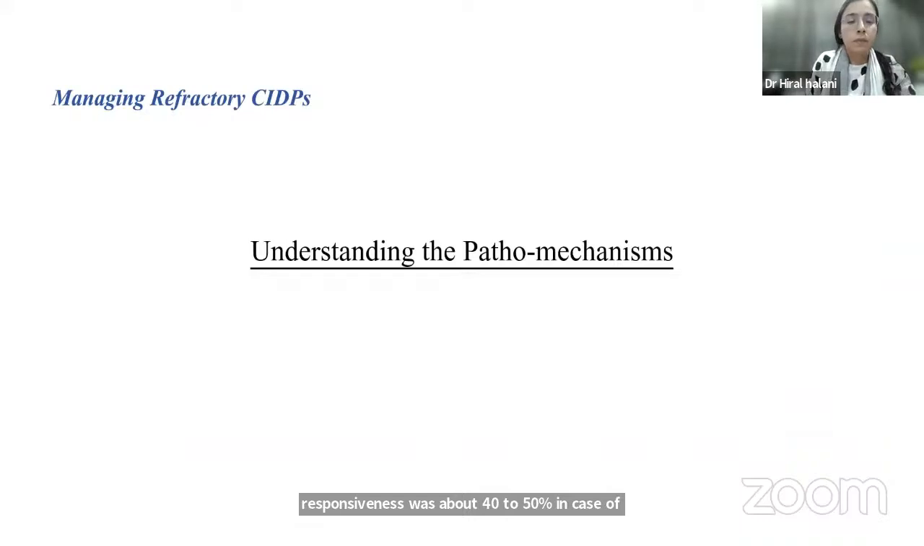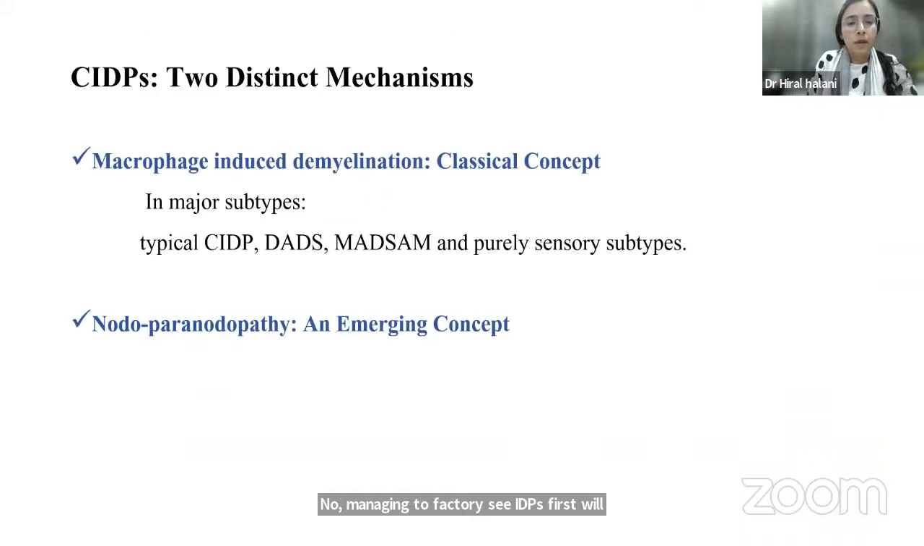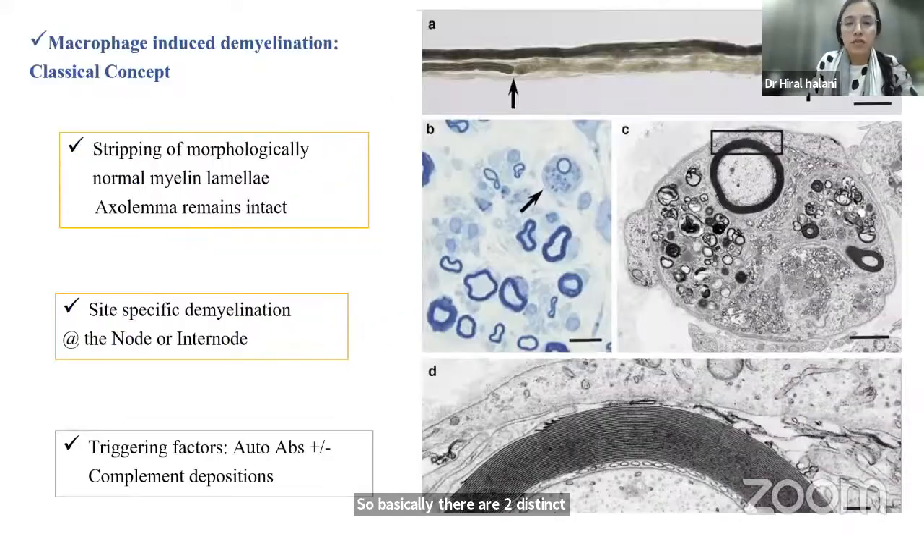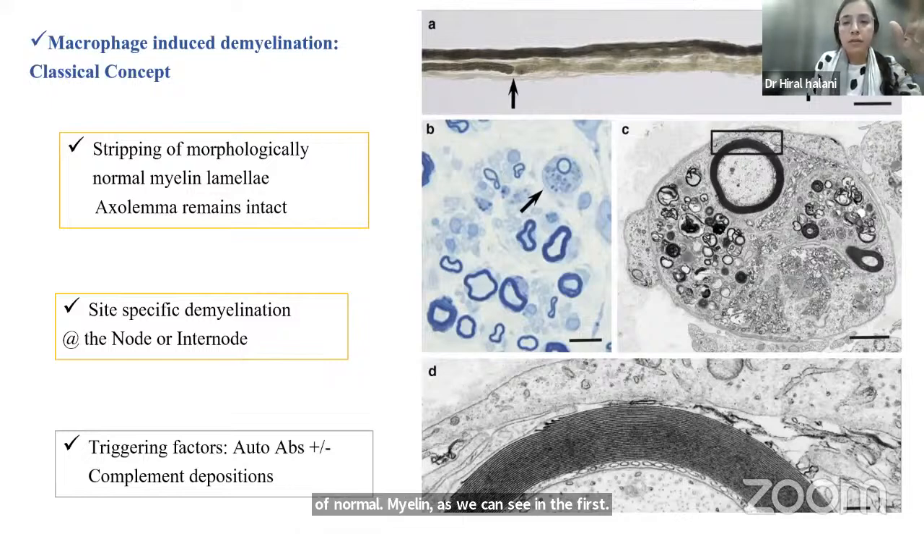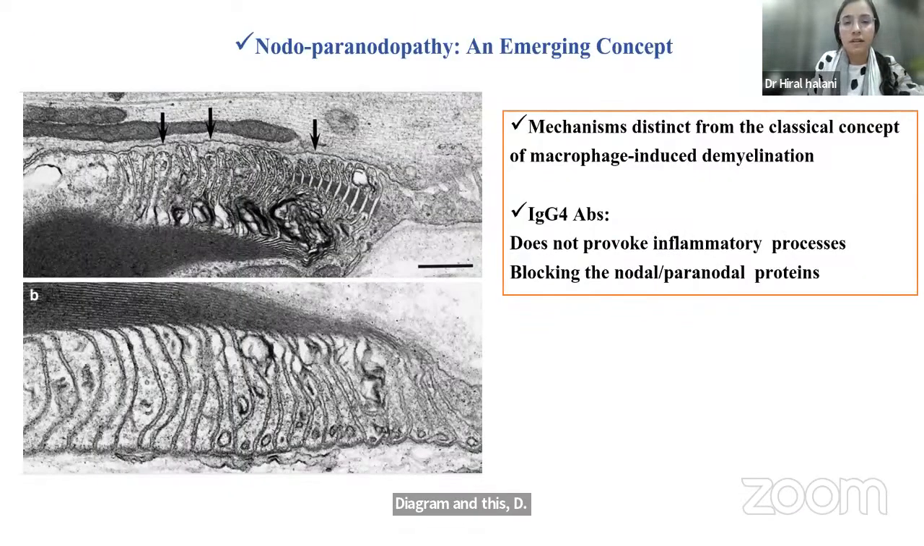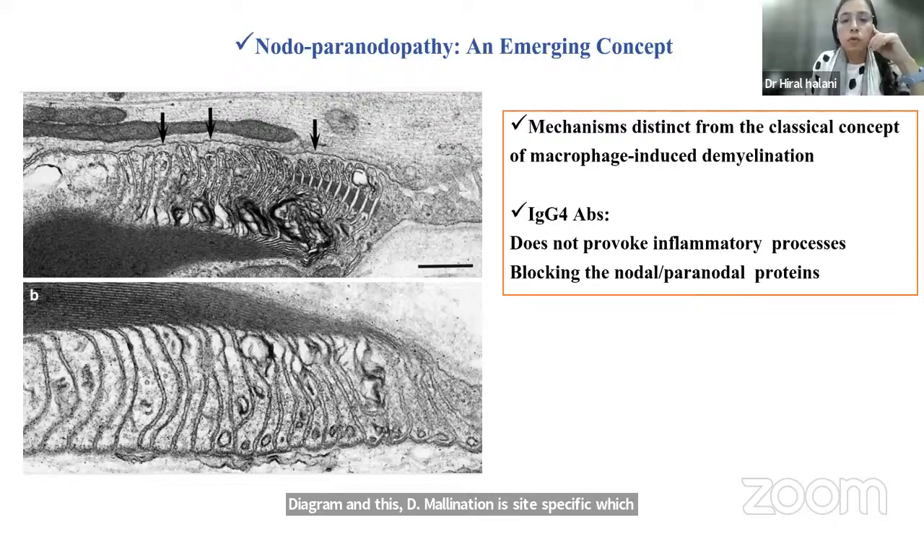Now, for managing refractory CIDPs, first we need to understand the pathomechanisms. So basically there are two distinct mechanisms. The classical concept is macrophage-induced demyelination. Here what happens is that macrophages produce stripping of normal myelin, as we can see in the first diagram. And this demyelination is site-specific, which can be triggered by antibodies, complements, etc. But now there is an emerging concept of nodopathy and paranodopathy, where the mechanisms are different. And here we can see the myelin is not completely stripped off, but there occurs a gap between the myelin and the axolemma.